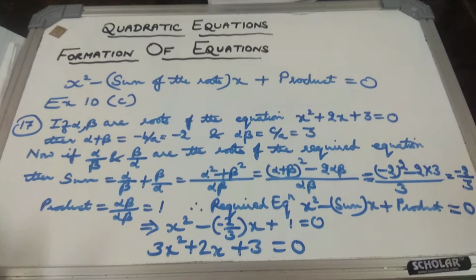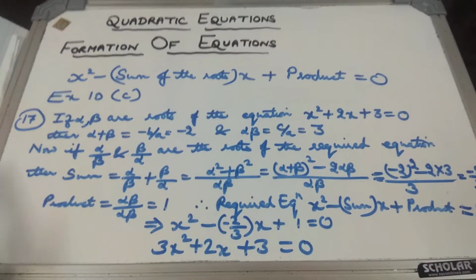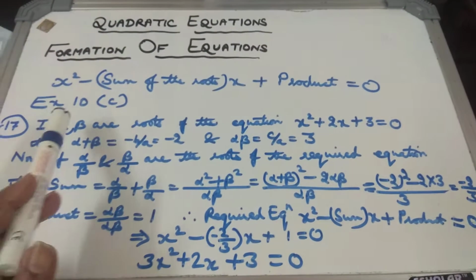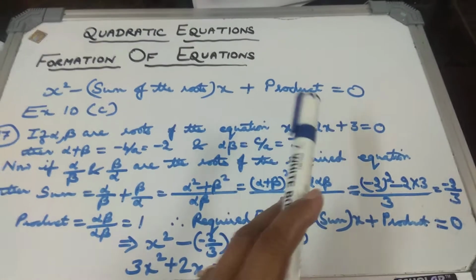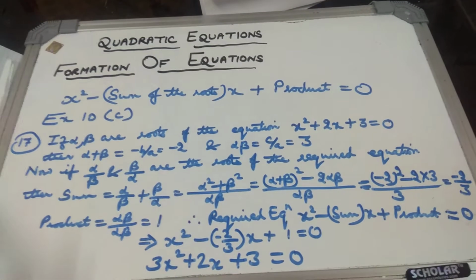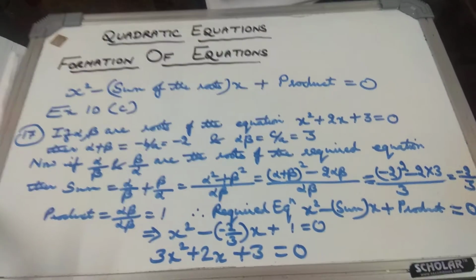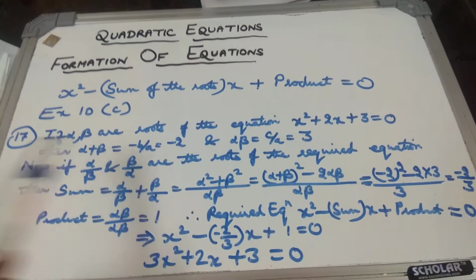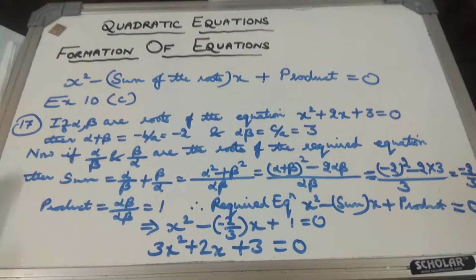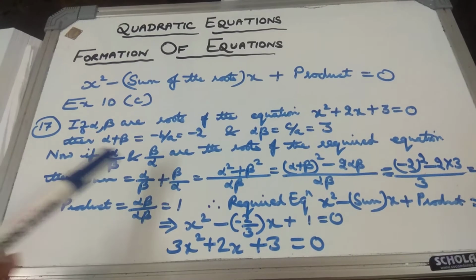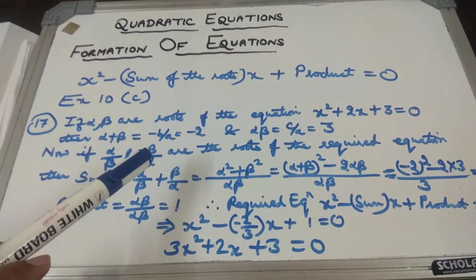Obviously the method or the formula for framing an equation is given by x square minus sum of the roots into x plus product. Now I have taken a few questions for you. This is question number 17. If alpha, beta are the roots of the equation x square plus 2x plus 3 equals 0, then you have to frame an equation whose roots are alpha upon beta and beta upon alpha.